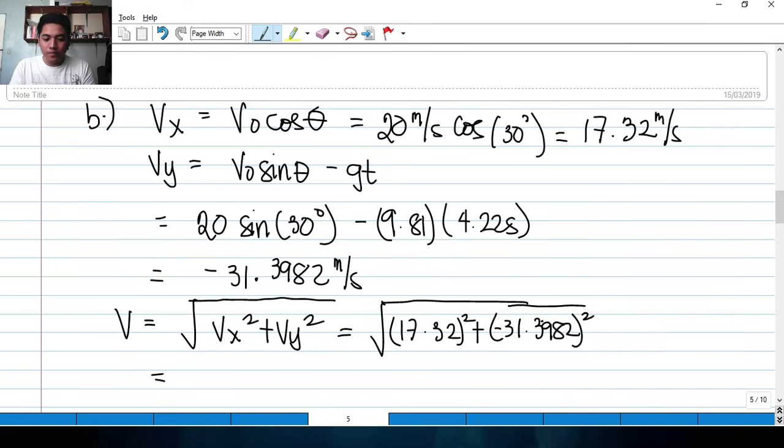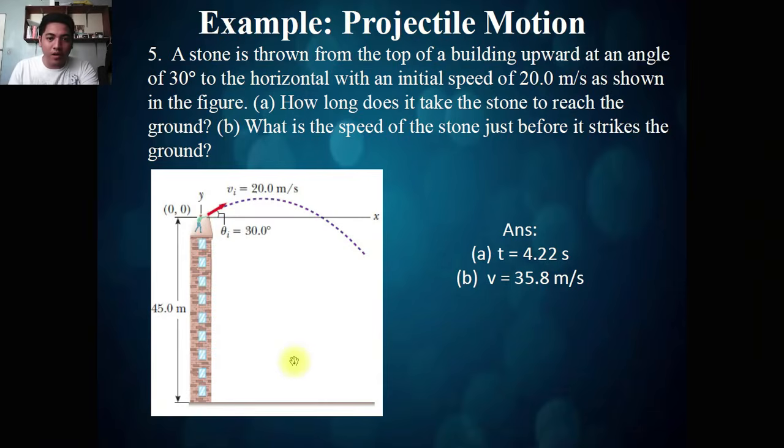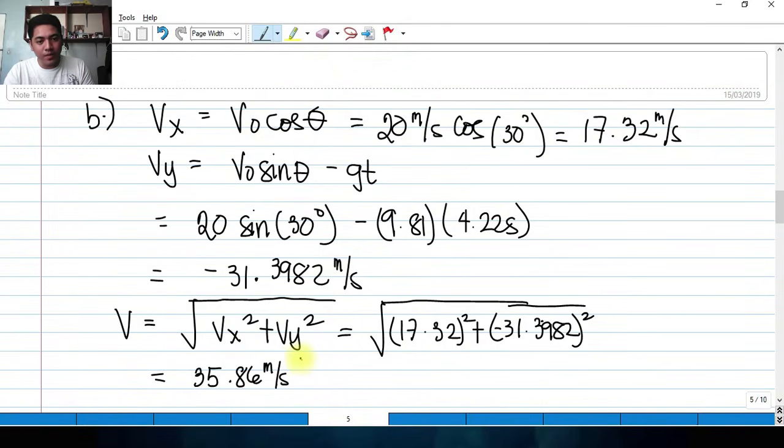So 17.32 squared plus 31.3982 squared. It doesn't matter if you include the negative sign because it's squared, so definitely we will not be having a problem regarding that. So we get 35.86 meters per second. And let's check if our answer is correct. Yes, that is correct, 35.8 meters per second. That is the speed of the stone just before it hits the ground.